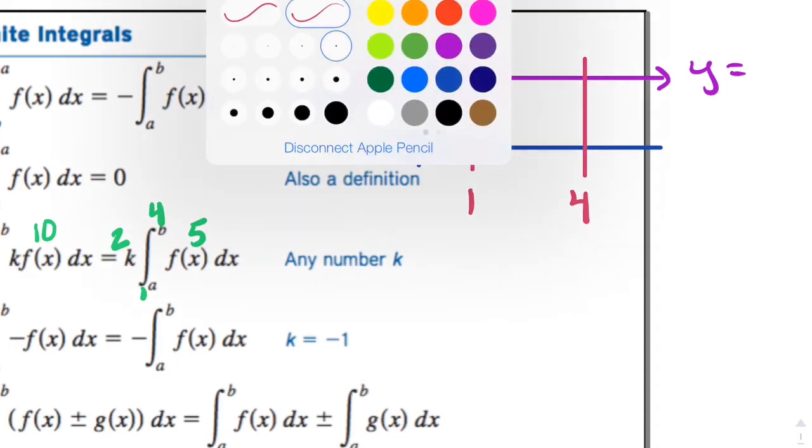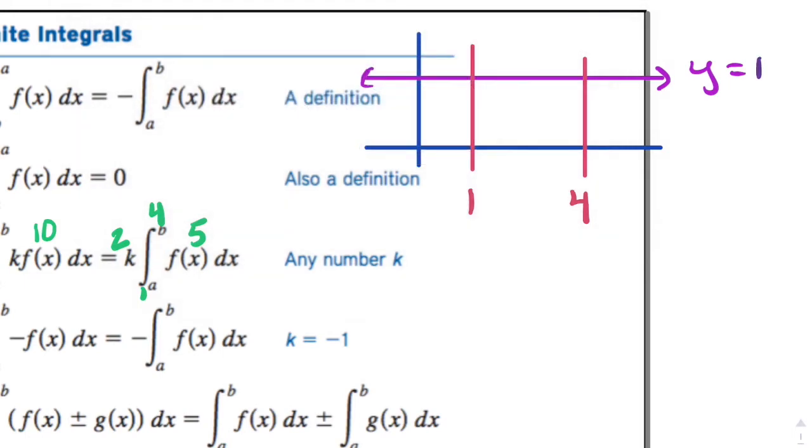I'll change it so it matches. The function now is 10. You would say that it has a thickness or a width of 3 and a height of 10, so the area of this one must be 30 units squared.